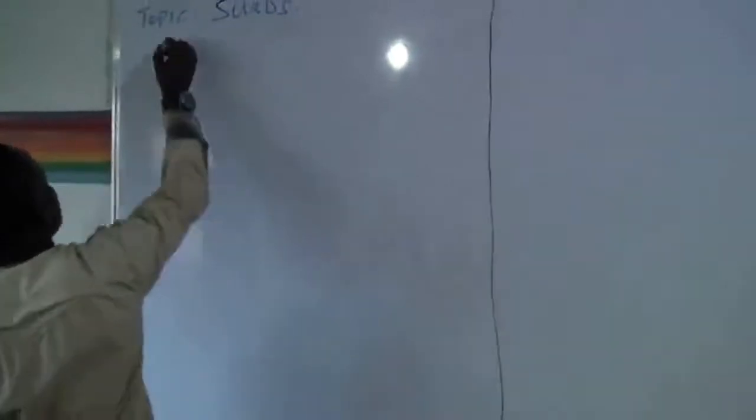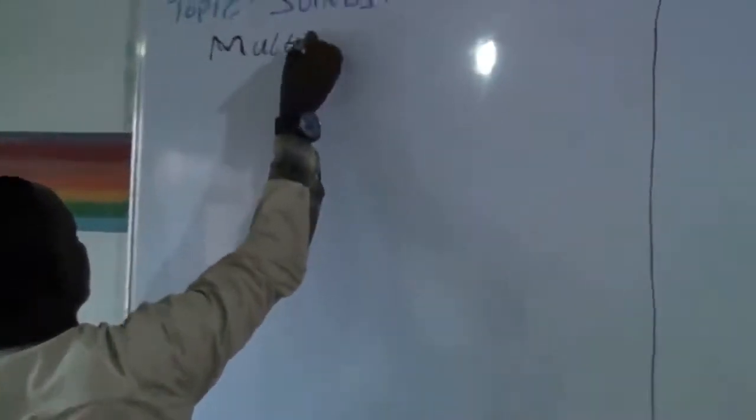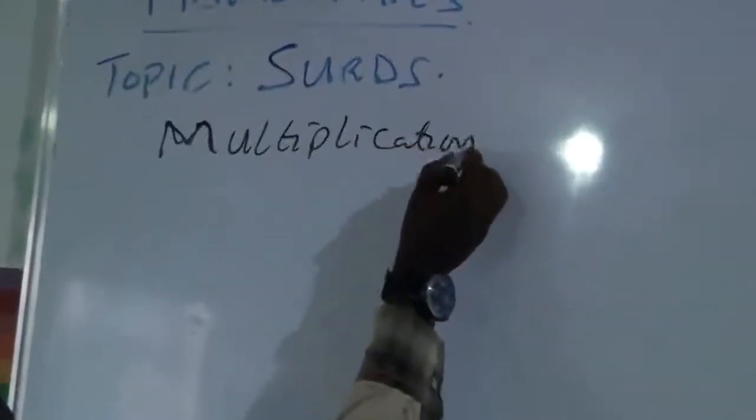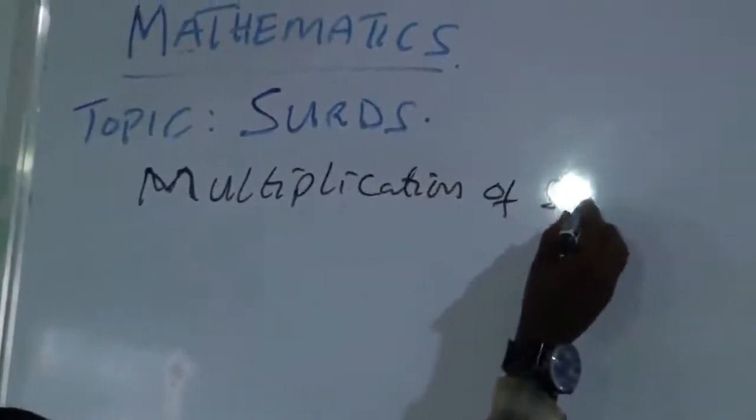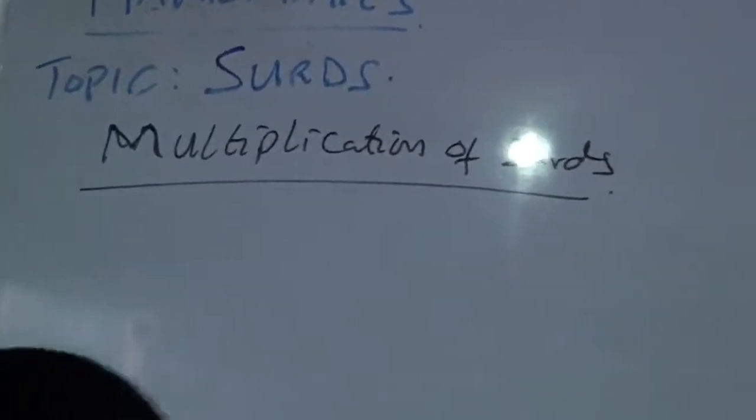So we are going into the next arithmetic operation, which is multiplication of surds. Multiplication of surds.